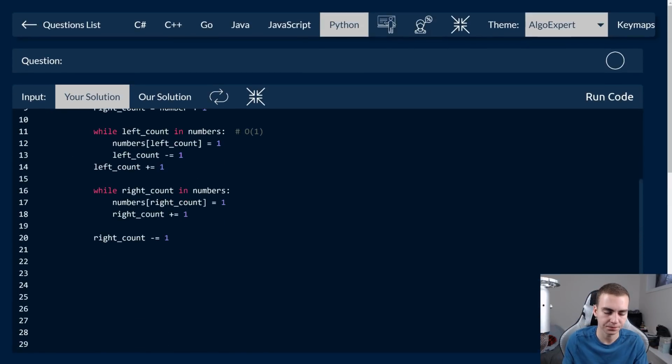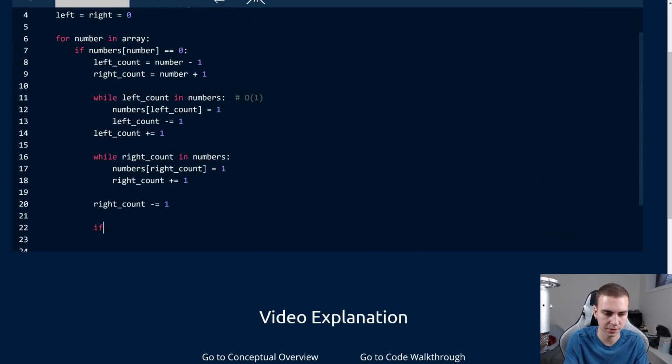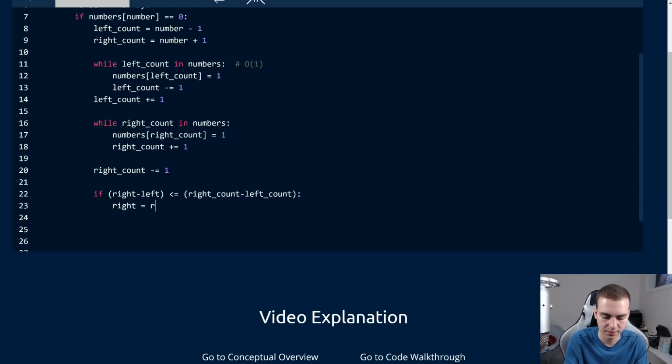Now, what I'm going to do is actually set the largest range aspect here, so I'm going to say if right minus left is less than, in this case, right_count minus left_count. And I'm actually going to do a less than or equal sign here, and we'll talk about why I want to do that in a second. Then what we'll say is right equals right_count, and left equals left_count. And then we will simply return at the end here an array with left and right.